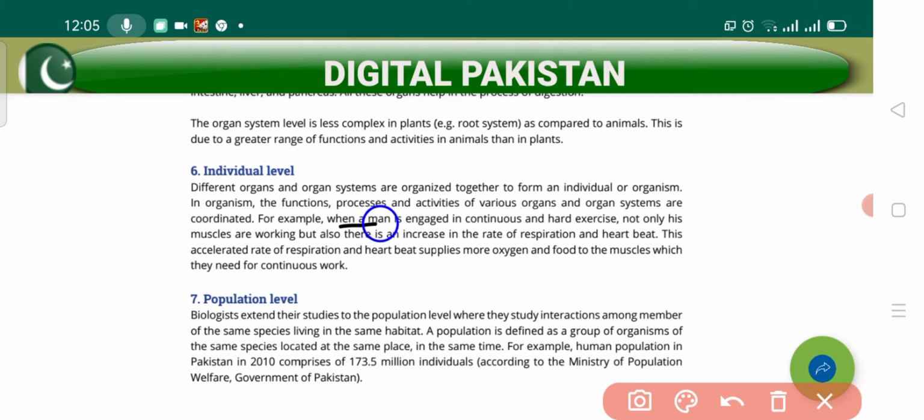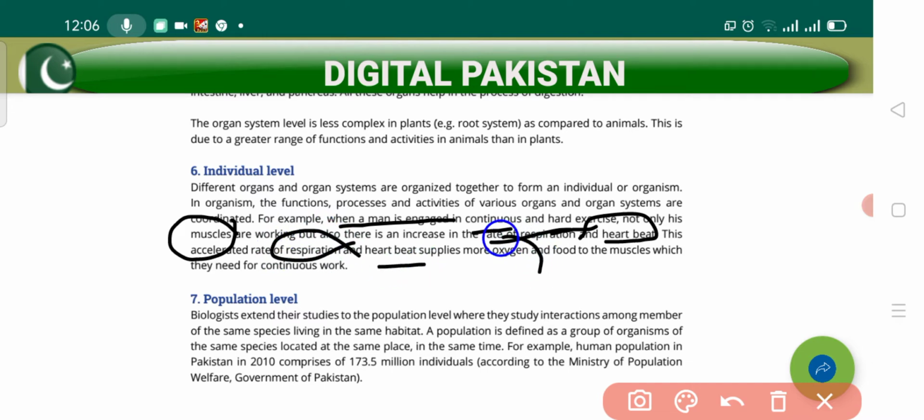When a man is engaged in continuous, hard exercise, not only his muscle is working, but also other organs and organ systems, respiration and heartbeat, increase. The respiration rate and the heart rate are increasing so that oxygen and food reach the muscle continuously, so that the muscles continuously work.